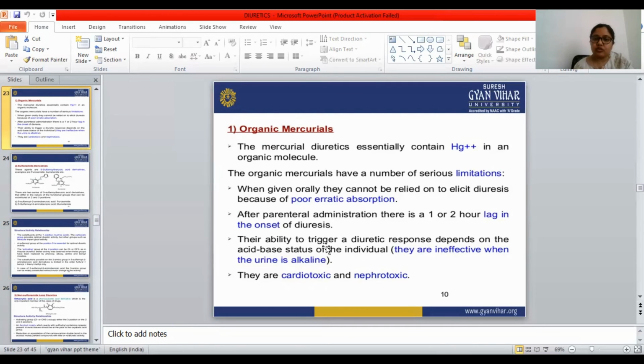Their ability to trigger a diuretic response depends on the acid base status of the individual, and they are cardiotoxic and nephrotoxic. So we can't use the organic mercurials much because they are cardiotoxic as well as nephrotoxic drugs.